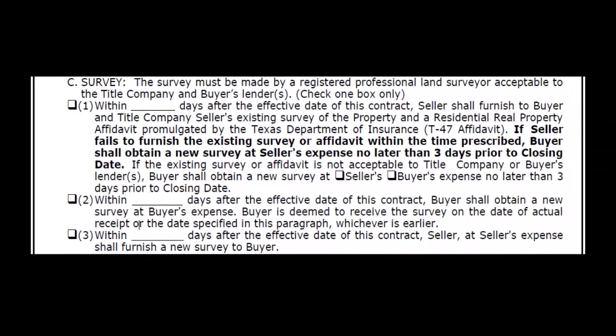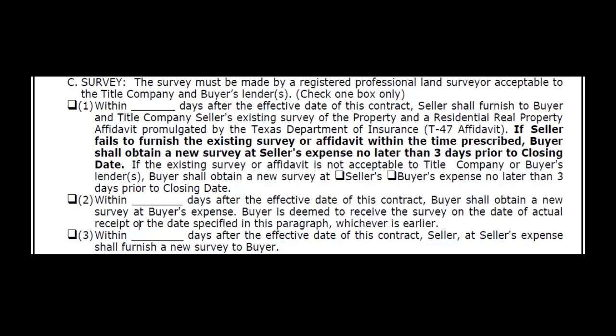Section C, the survey. Okay, this is actually a pretty interesting section here, and I'm going to just nerd out on it a little bit. First, let's hit up the easy sections first, the easy options. You've got 3 different options to choose from. Option 3 says that the seller's going to pay for a new survey.